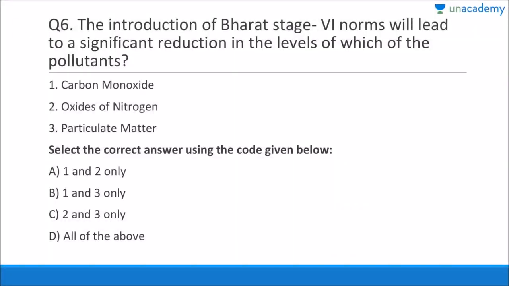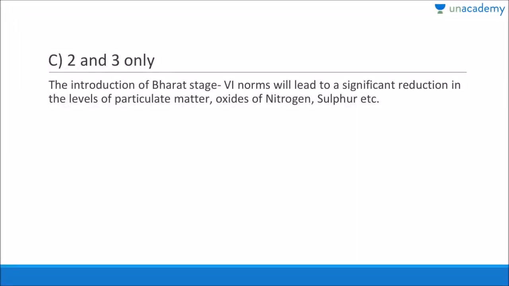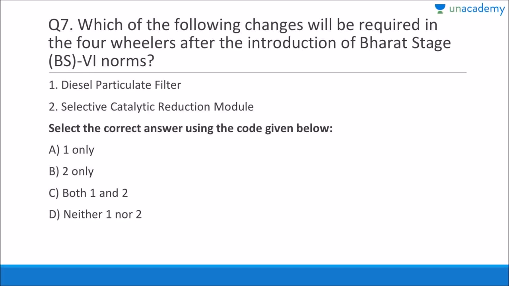Question number 6. The introduction of Bharat Stage 6 norms will lead to a significant reduction in the levels of which of the following pollutants? Carbon monoxide is wrong. It is mainly related to the particulate matter, oxides of nitrogen and sulfur. So answer here is C, 2 and 3. So introduction of Bharat Stage 6 norms will lead to a significant reduction in the levels of particulate matter, oxides of nitrogen, sulfur, etc.